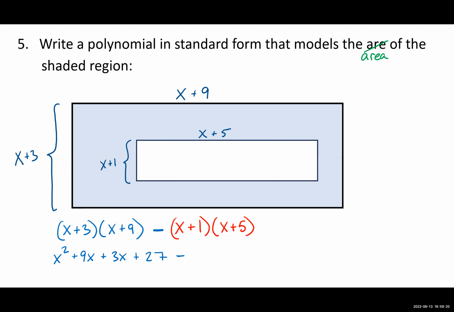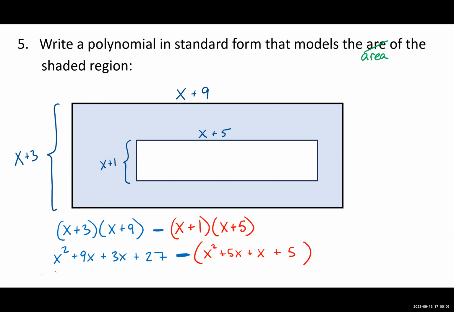And then we're subtracting everything in red. If we multiply that out, first times first, x times x is x squared. Outer times outer, x times 5, so that's plus 5x. Inner times inner, 1 times x, so that would be plus 1x or just x. And last times last, positive 1 times positive 5 is plus 5.